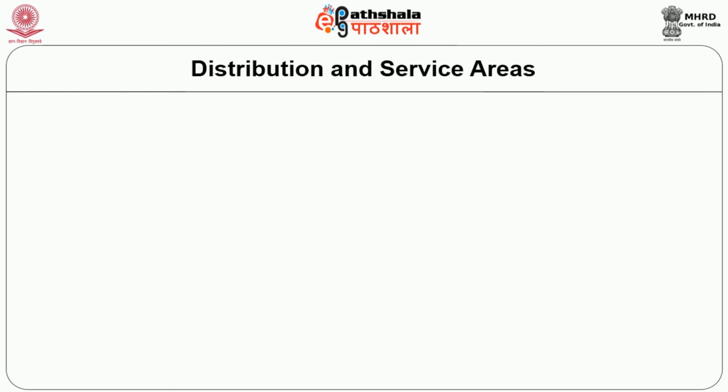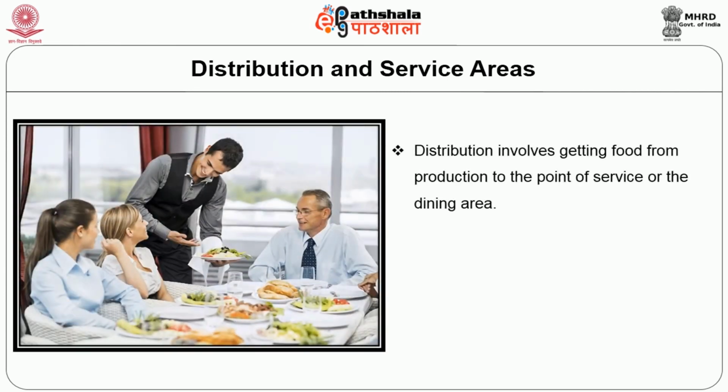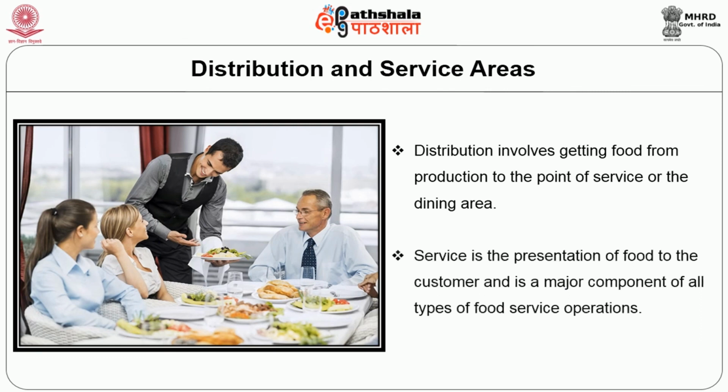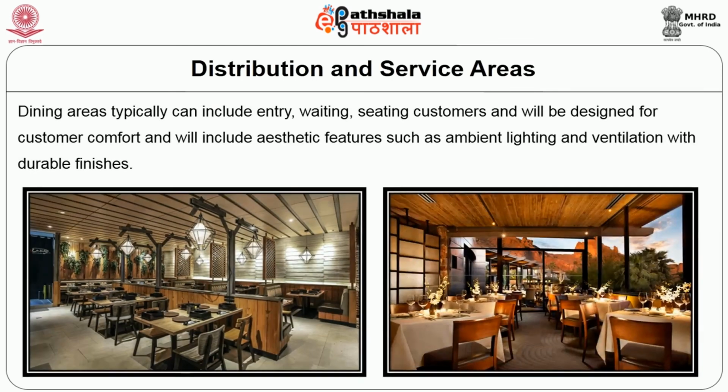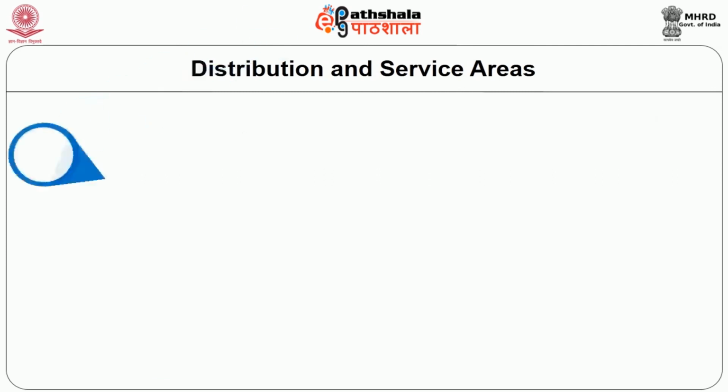We move on to the third area, the distribution and service areas. Distribution involves getting food from production to the point of service or the dining area. Service is the presentation of food to the customer and is a major component of all types of food service operations. Dining areas typically can include entry, waiting, seating of customers, and will be designed for customer comfort and will include aesthetic features such as ambient lighting and ventilation with durable finishes.